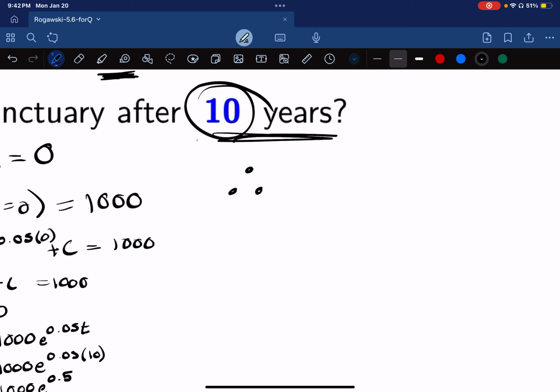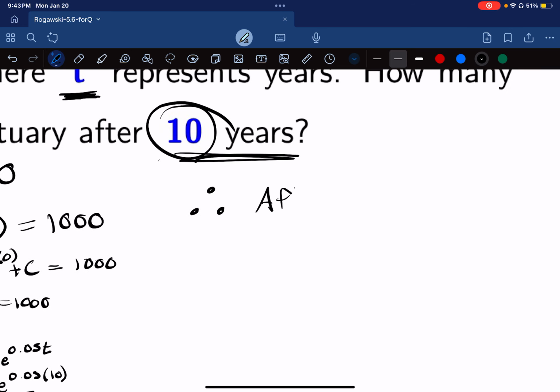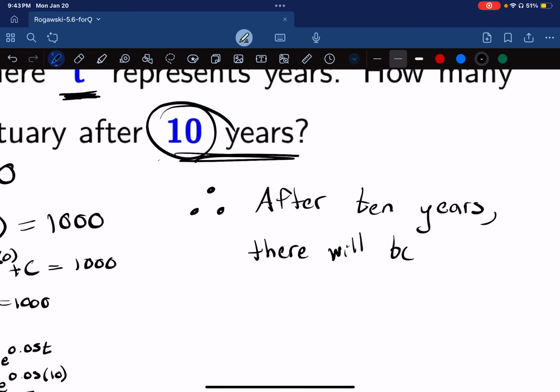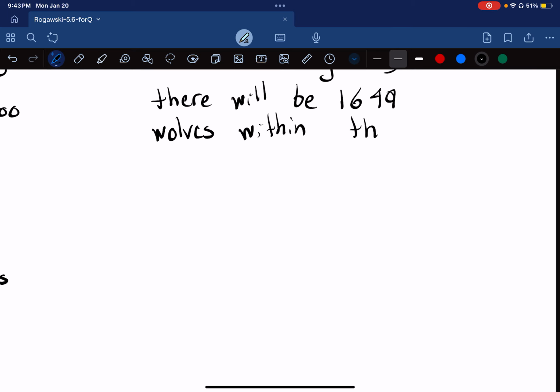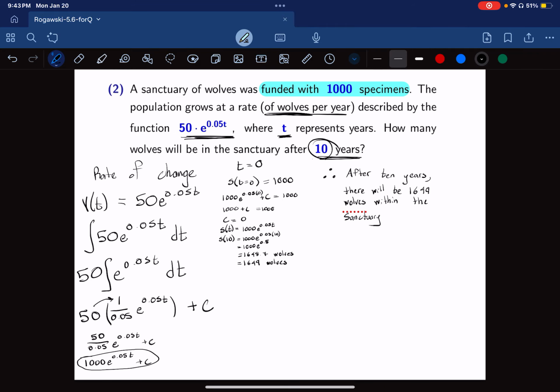And once again, we're going to write our therefore statement because we should always do one for a word problem. So, therefore, after 10 years, now whether you use the number or the word, it doesn't really matter, but after 10 years, there will be 1649 wolves within the sanctuary. And that is how we solve this question.